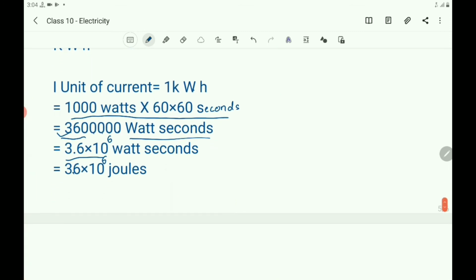So 1 unit of current equals what? 3.6 into 10 to the power of 6 joules. That is, the commercial unit of current equals 3.6 into 10 to the power of 6 joules. Now that chapter is completed here.